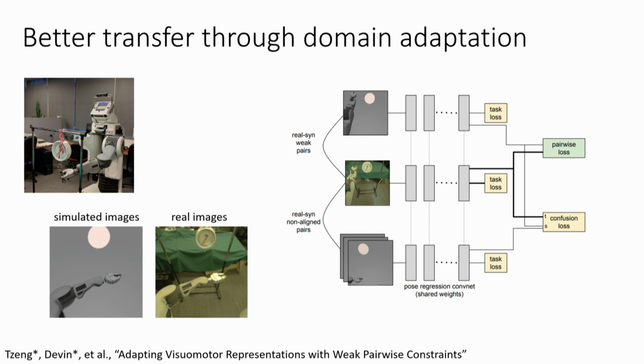And then when we train the network, we'll take the gradient from that discriminator, negate that gradient, and push that into the network, essentially causing the network to learn features from which it is impossible to tell whether you're in simulation or in the real world.